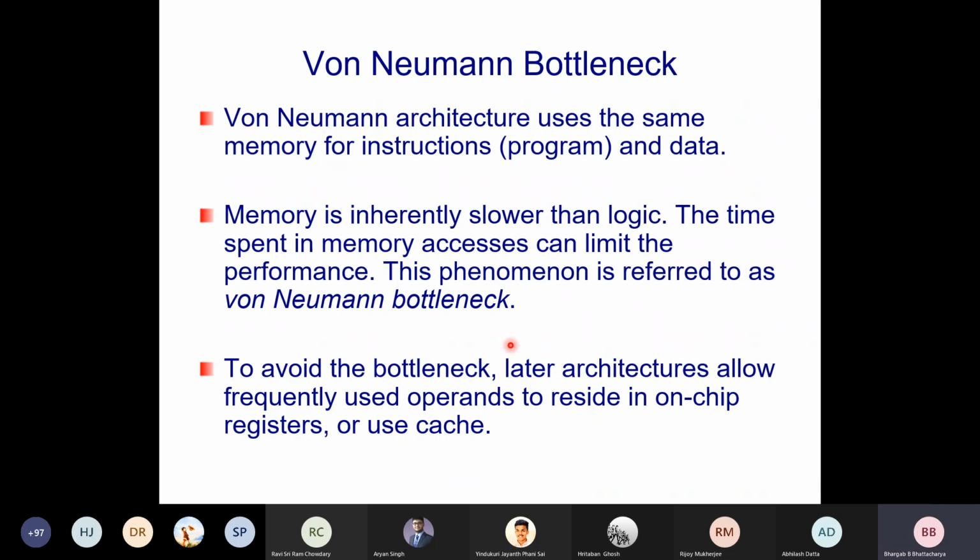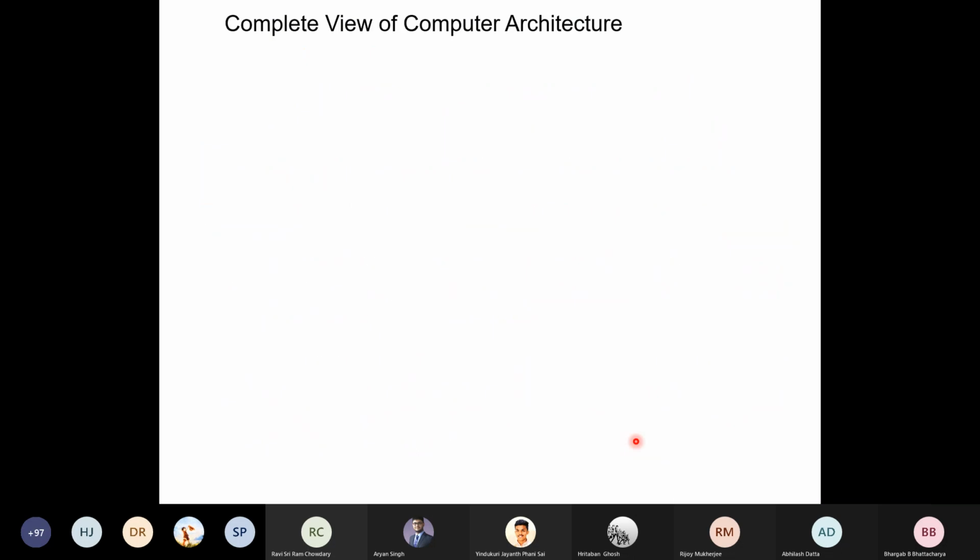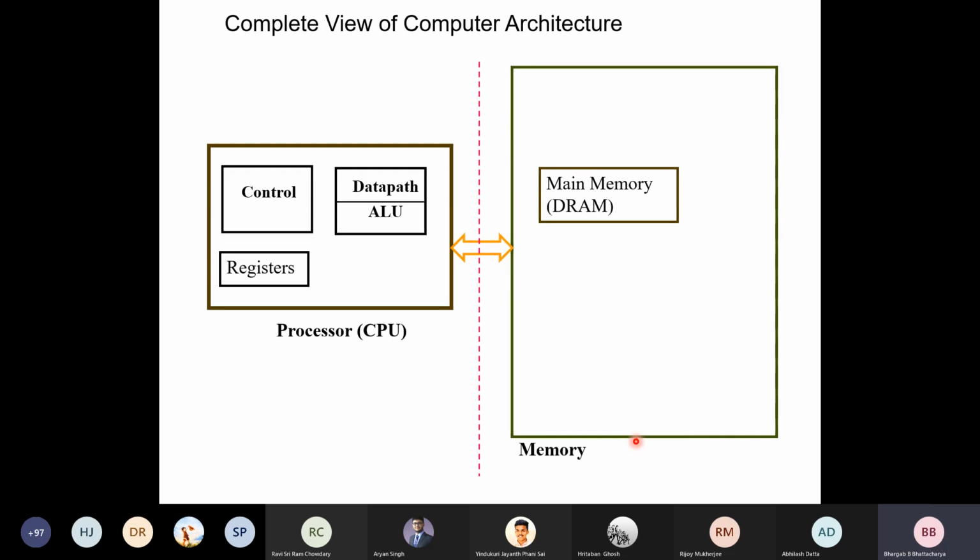So in computer architecture and organization, we will study this problem in more detail, and we'll see later on how this bottleneck, this speed limitation, can be overcome and speeded up by several techniques, like on-chip register use, use of cache memory, and so on. Let me present before you a complete view of computer architecture.